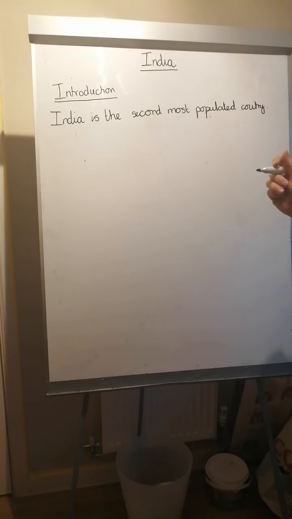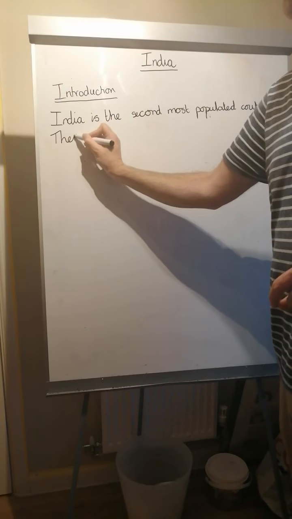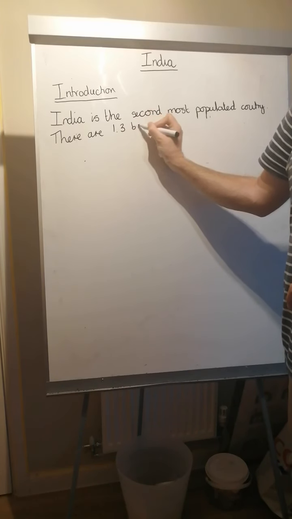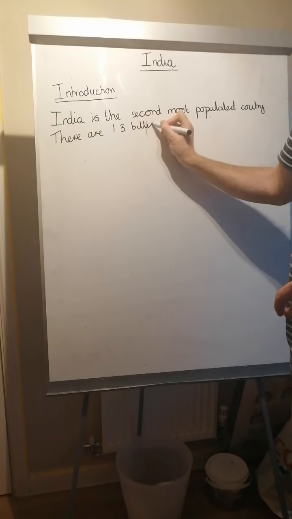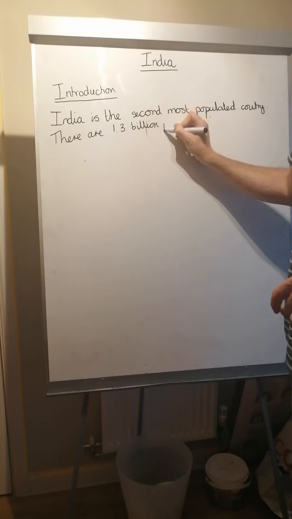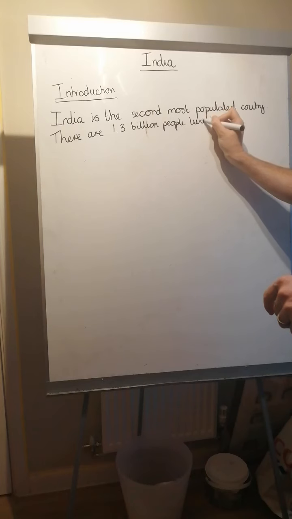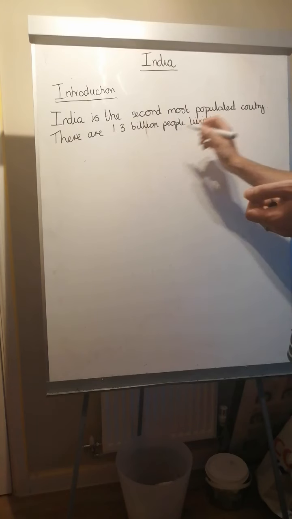Okay, if I was reading this, I'd want to know how many people there are. So let's write that as our second sentence. If you've got space, please write it there. I don't think I've got enough space to write there, so I'm going to move on to the next line. There are 1.3 billion, well, can't spell, people living there. Don't need to put living in India because the whole report's about India, living there.